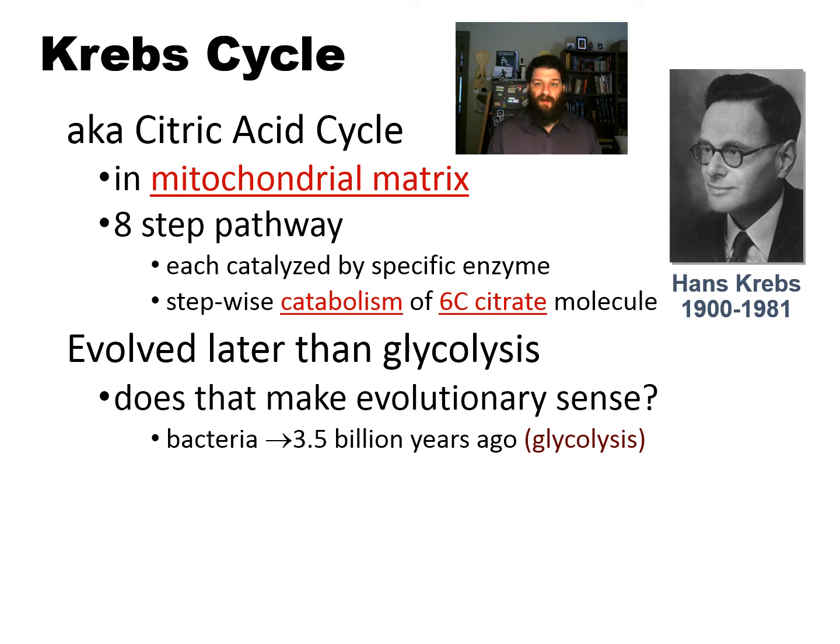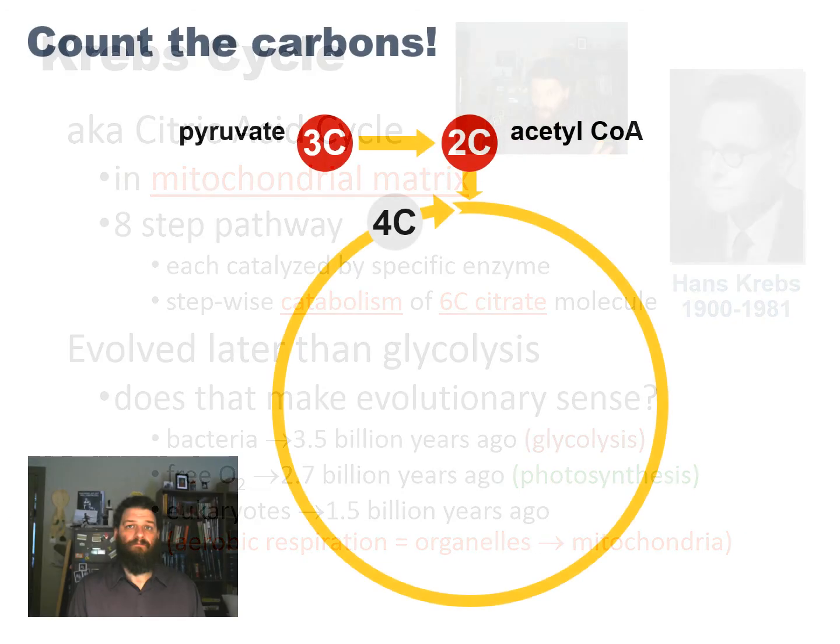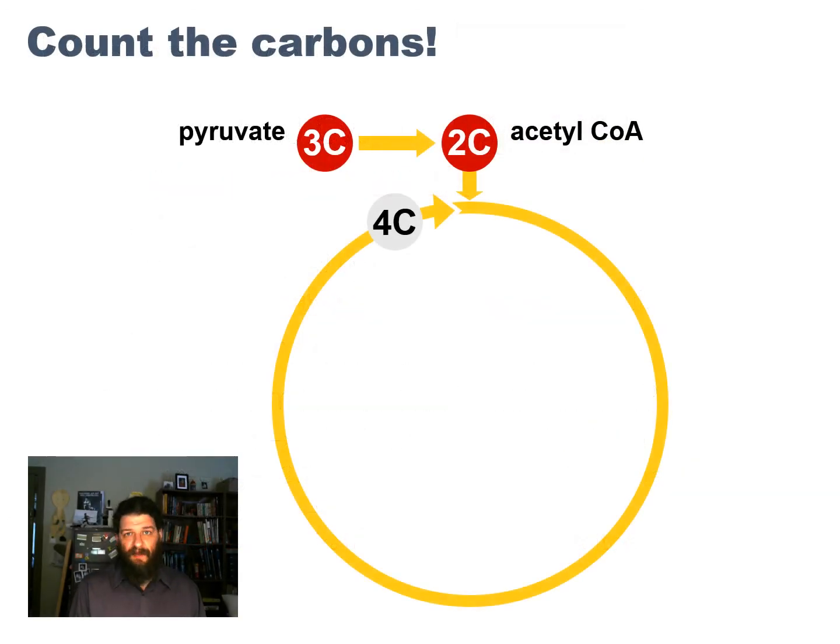Bacteria have been doing this glycolysis business for a long time, and then along came some bacteria that figured out how to go through photosynthesis, and in doing so started to fill the atmosphere with free oxygen. And the availability of oxygen is what makes aerobic respiration possible. Being able to account for the carbons is a good way to introduce the Krebs cycle itself.